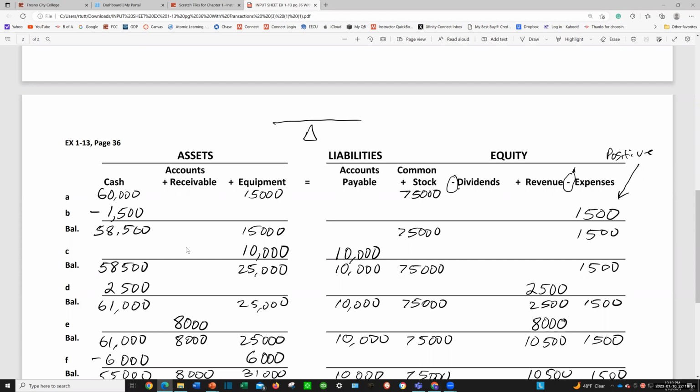Okay, now that we have our transaction, let's bring down the balance. 60,000 minus 1,500 equals 58,500. Okay, bring down the equipment, 15,000. Bring down the 75,000 to 75,000. Bring down the 1,500, 1,500. So we're always going to balance the accounting equation. Okay, let's do C.